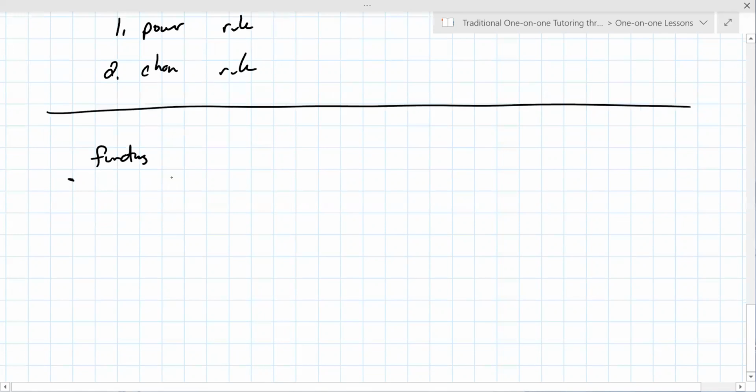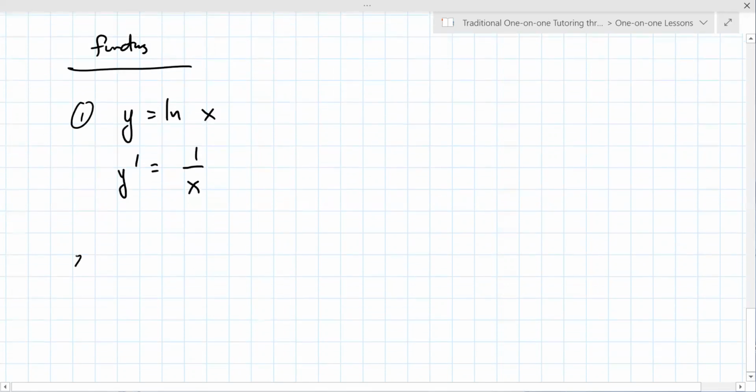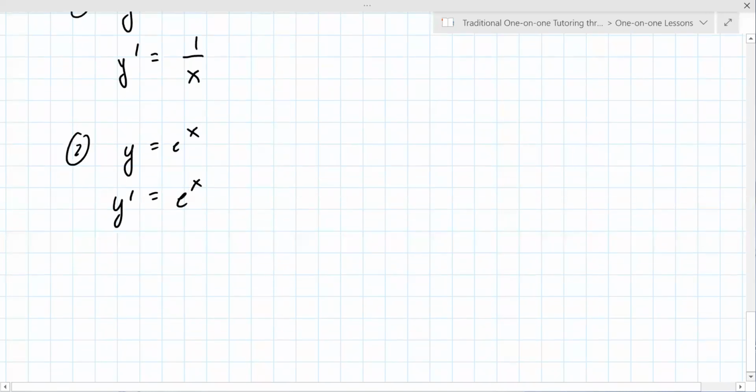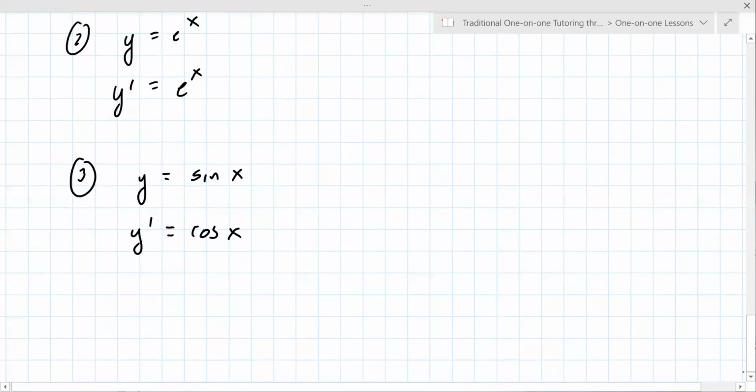Okay, so you need to know the following. If y equals natural log of x, y prime equals 1/x. Another one: let's say y equals e to the x, y prime equals e to the x. And let's say y equals sine x. You need to know that y prime equals cosine x. And this list goes on and on.